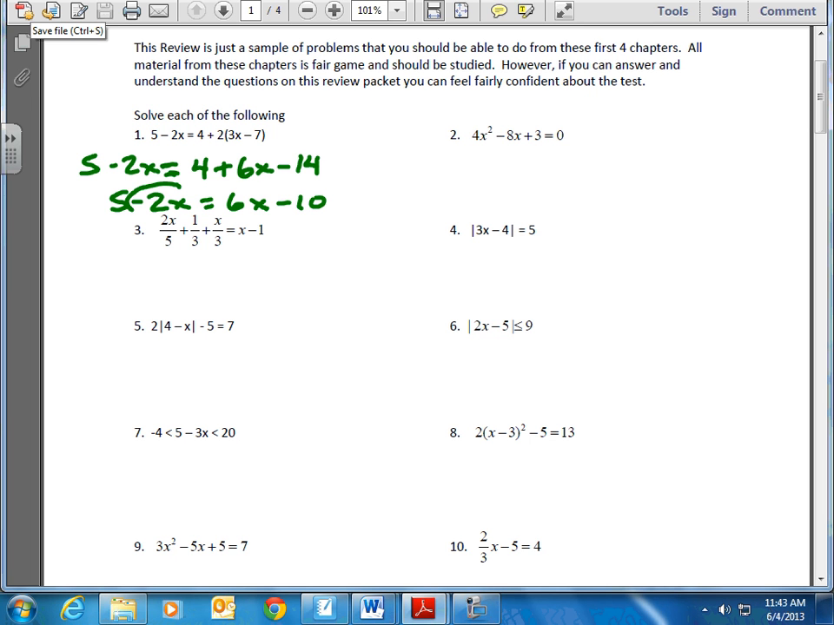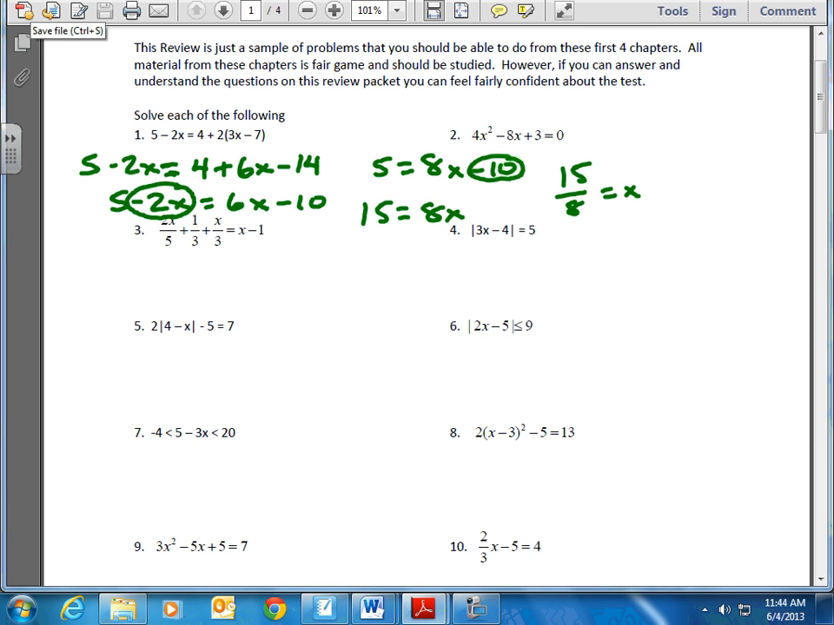So I'm going to take this negative 2x and move it to the right-hand side. Since it's a negative 2x, I want to do the opposite. And so I'm going to add 2x to the right-hand side. 6x plus 2x gives me the 8x. I have a negative 10 over here. I want to get rid of it so I don't have an x and a constant on the same side. So I'm going to add 10 to the other side. Dividing both sides by 8 gives me my answer. X equals 15 over 8.